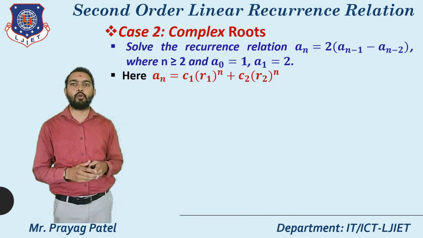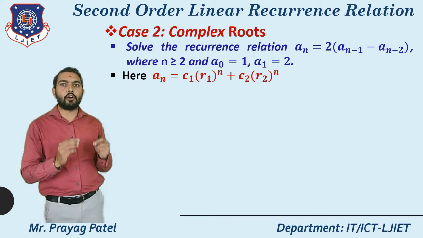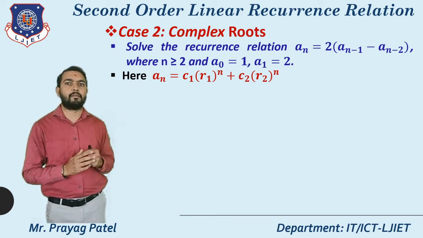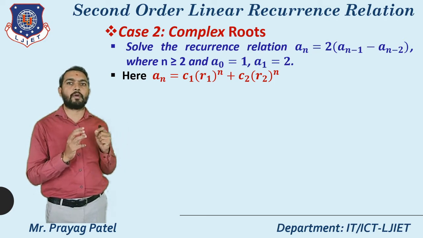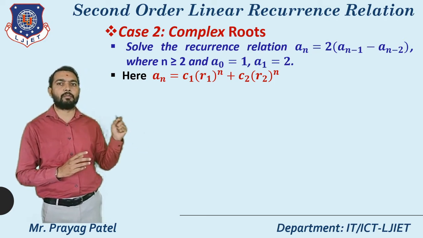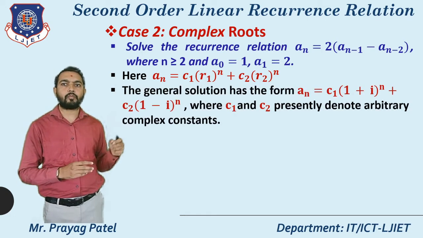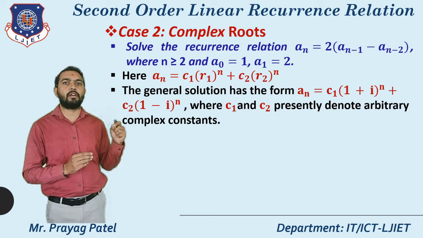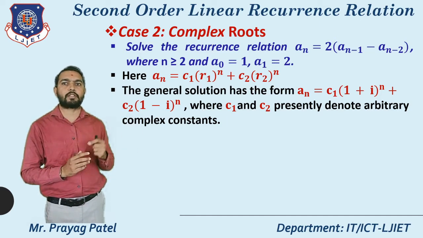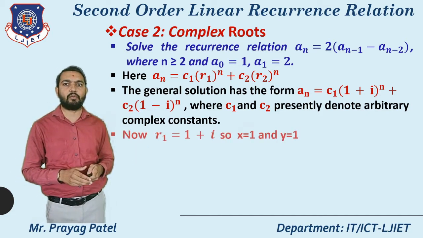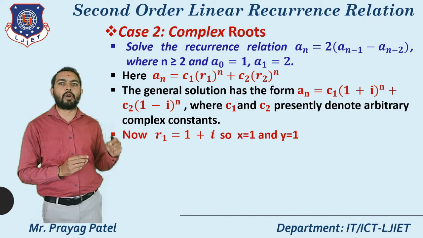Now using these values, the equation is a of n equal to c1 r1 raised to n plus c2 r2 raised to n, because both values r1 and r2 are different. That's why we use the equation of case 1. The general solution of this form is a of n equal to c1 (1 plus i) raised to n plus c2 (1 minus i) raised to n, because the values of r1 and r2 are 1 plus i and 1 minus i respectively.